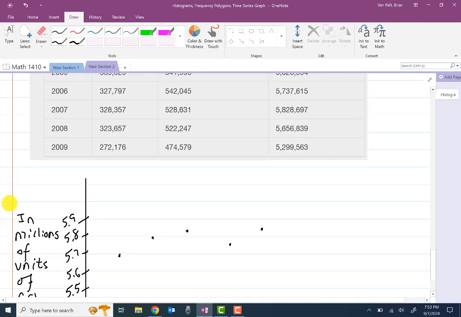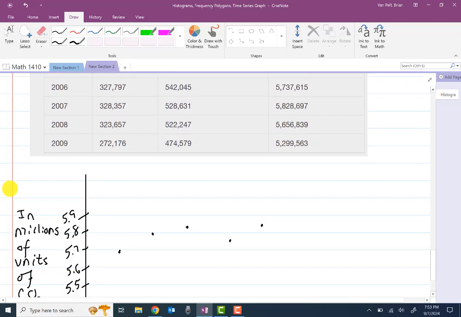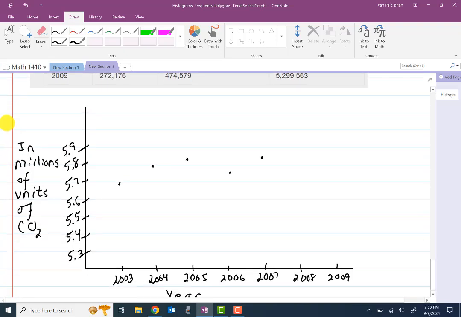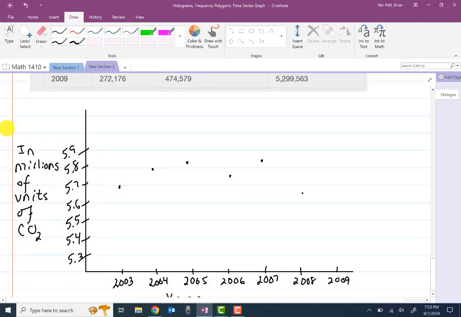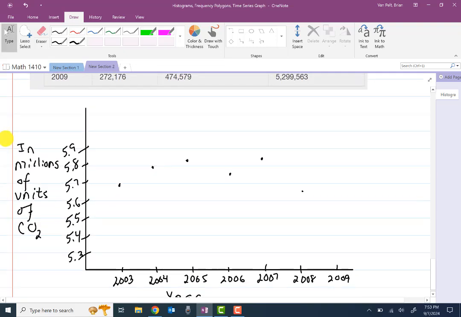Next, 5.656 for 2008. So 5.6 is right here, and 5.6 is about halfway. Put a dot there. And then finally 2009, we had almost exactly 5.3 million, which was my start.